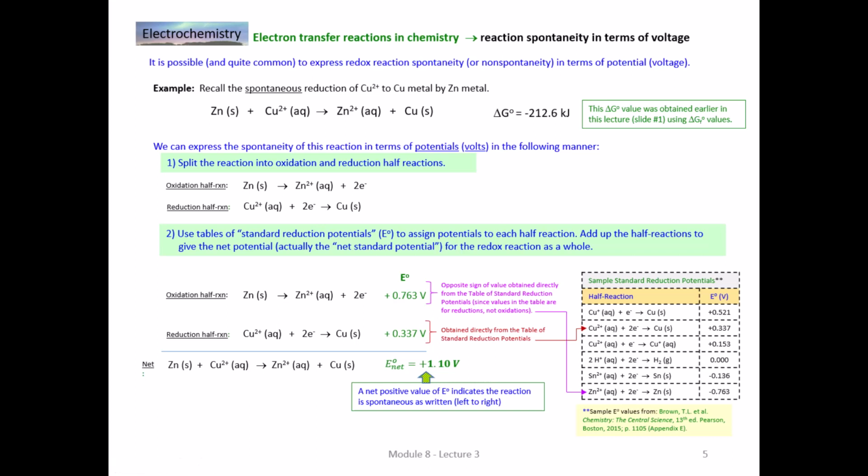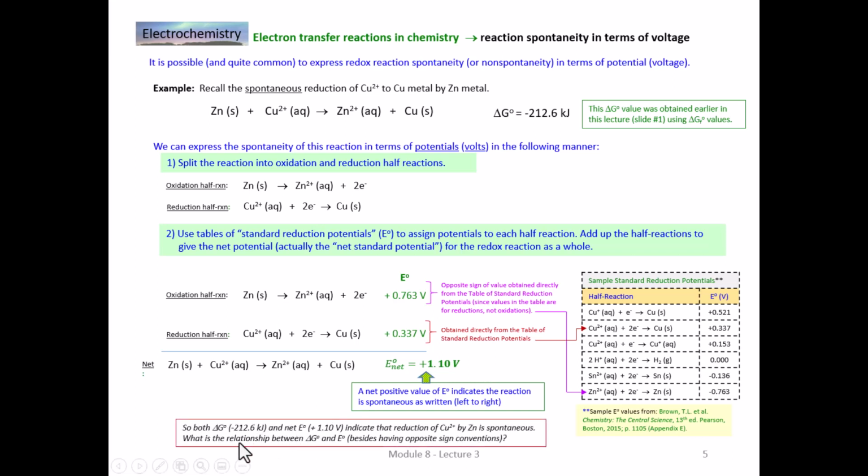So both the negative delta G and the net overall positive potential both indicate that reduction of copper 2 plus by zinc is spontaneous, which begs the question, what is the relationship between delta G and the net overall potential besides having opposite sign conventions? Well, let's look at that.